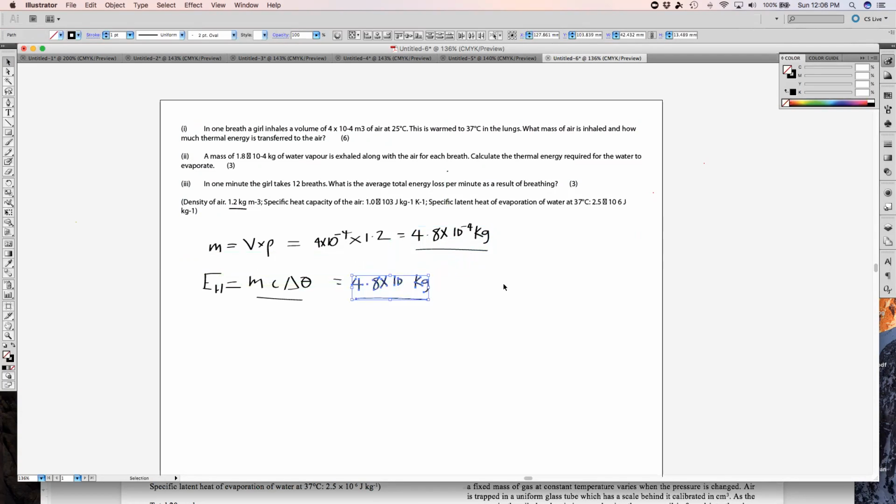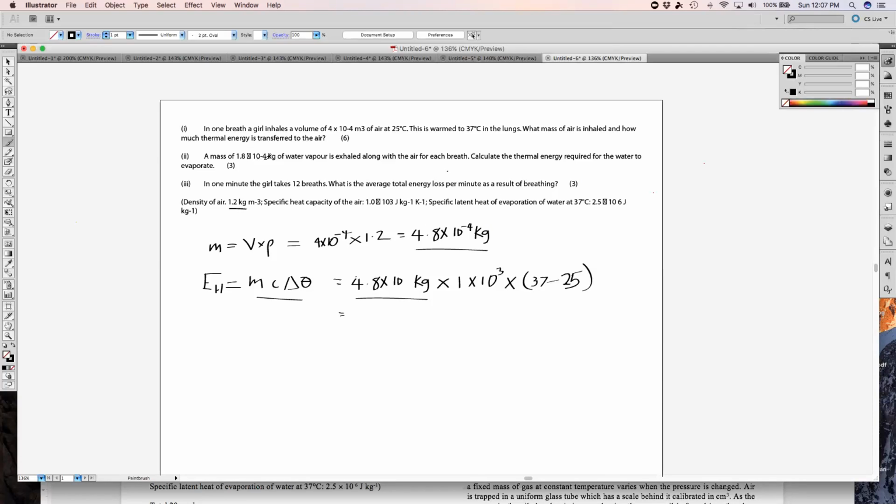That's M multiplied by the specific heat capacity of air, which was given. The specific heat capacity of air is 1 by 10 to the 3. And the temperature change is from the final temperature, which was 37, and the initial temperature, which was 25. And from there, we can work on that part. Part 2.